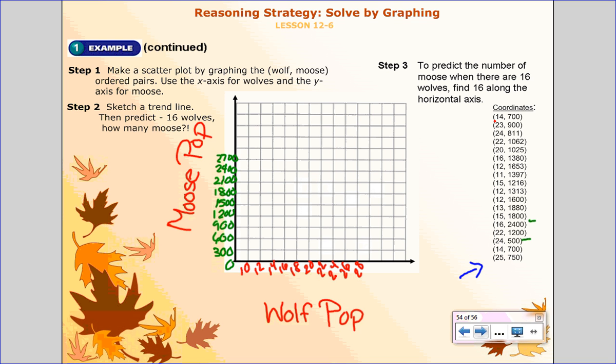I'm going to put my title right away, so I don't forget. So this was Isle Royale population of the animals. There we go. So I have all the sides. Now I go ahead and just graph those coordinates. So at 14, 700. And again, you can do this at your own rate as well. Just want to make sure we get all the data. So 23 and 900.